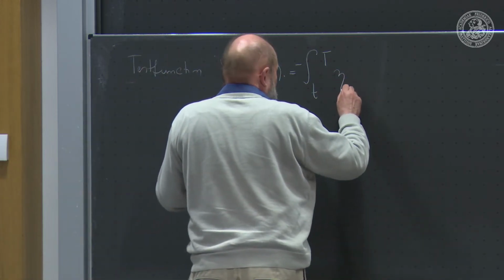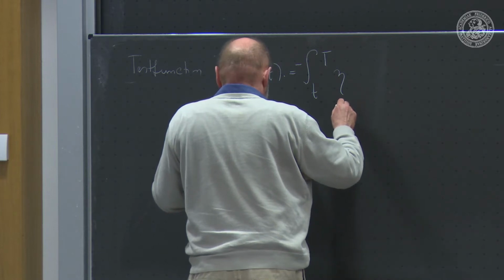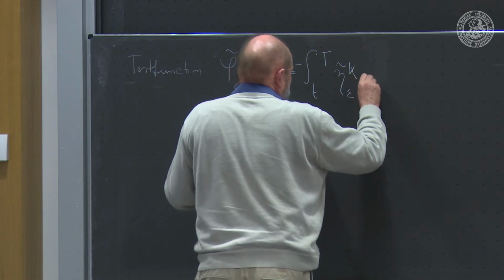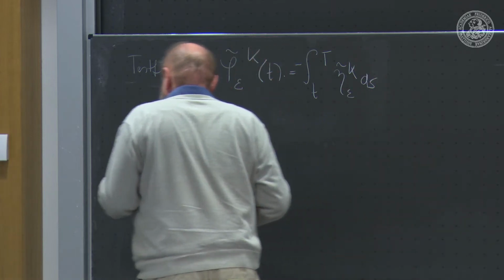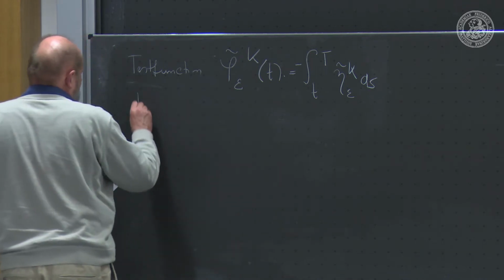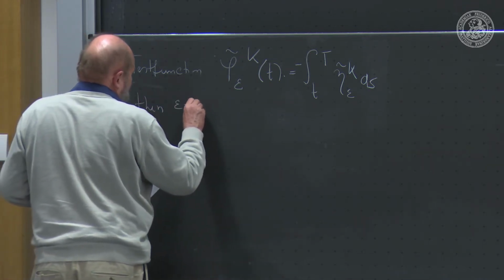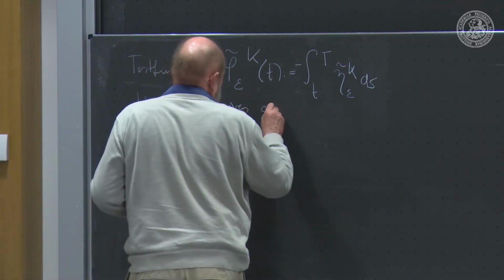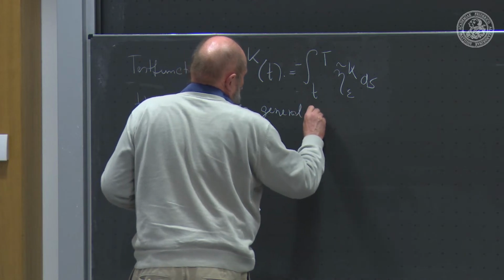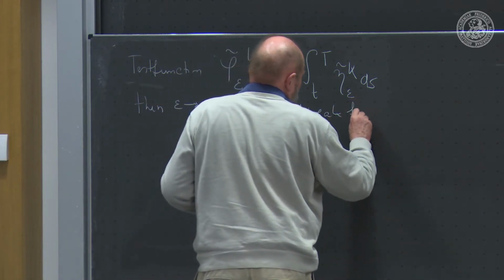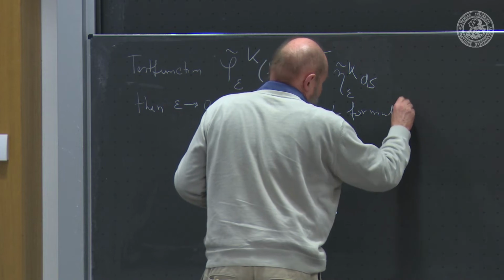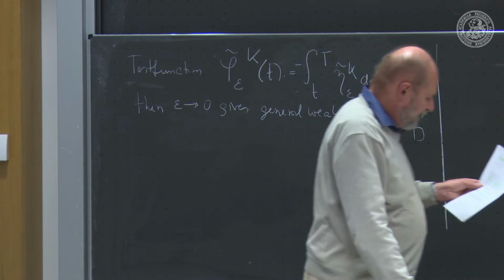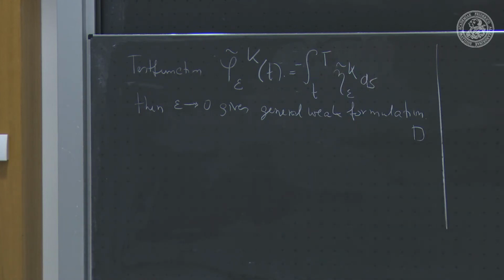So we can have the derivative as we would like, plug this in, and then epsilon to 0 gives then the general, let's call it a general weak formulation for the general test function. So that's it with the existence proof. So let's see what can be added as remarks.